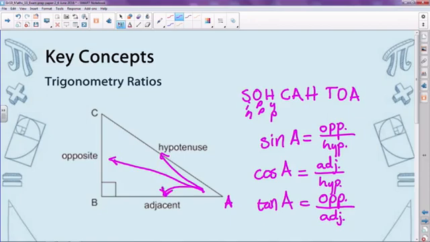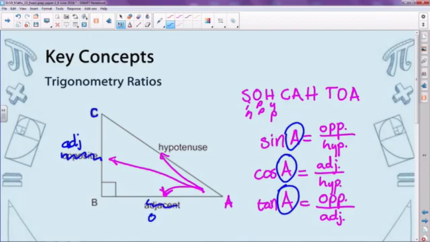So it's important to always state which angle you're looking at the triangle from. Because if we had looked at it from C, then this would no longer be opposite. That would be adjacent because it's next to, and that would be opposite.